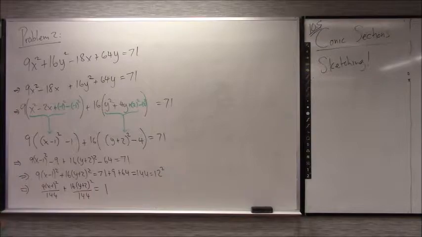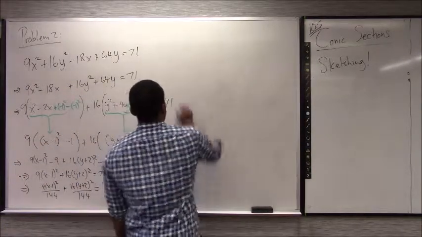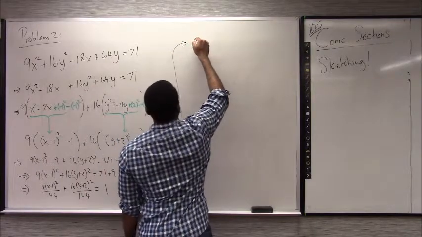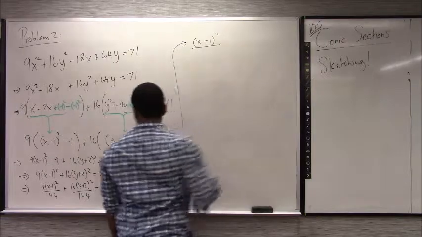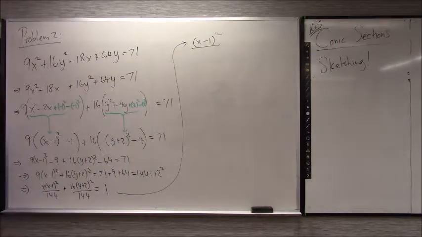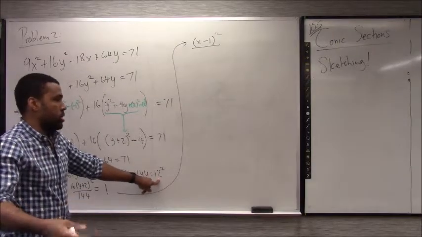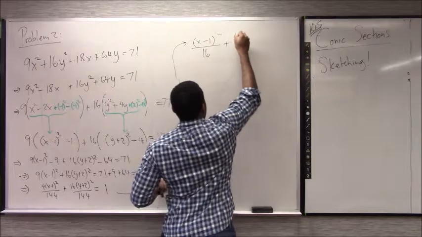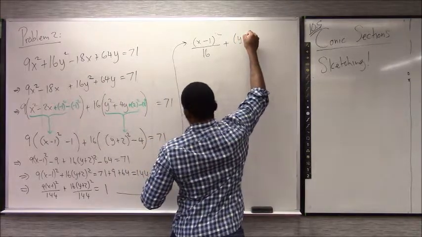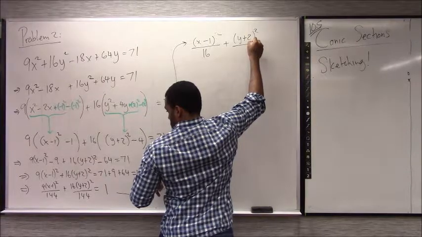Do these guys simplify? Does 9 go into that? It should. x minus 1 squared. 9 goes into that how many times? 16. All right, because this is like 3 times 4 times 3 times 4. So you get left over 2. So that's 16 plus the y plus 2 squared over 9. Yeah, over 9.